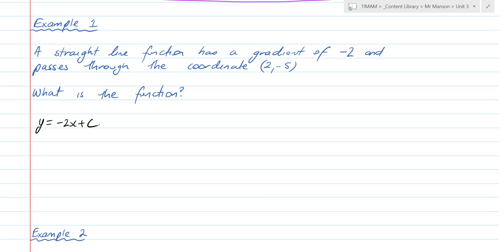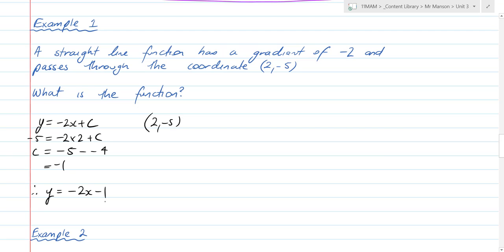Y equals -2x plus c. We know it passes through 2, -5. So I get -5 equals -2 times 2 plus c, which means that c is equal to -5 minus -4. So I subtract that -4 from both sides, and that gives me -1. And therefore, y equals -2x minus 1. Cool? Easy process. Make sure you know it.